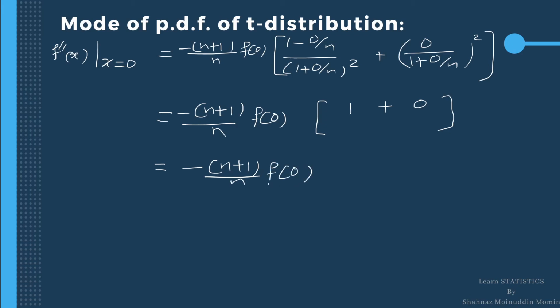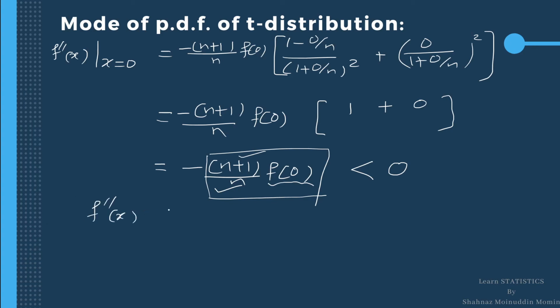We know that f0, the PDF, lies between 0 and 1. Here n is positive and n plus 1 is positive. So the total effect is positive for n plus 1 by n into f0. Due to this minus sign, this value is less than 0. Hence f double dash x is less than 0 at the value of x equal to 0. This means that the PDF attains a maximum value at the point x equal to 0.